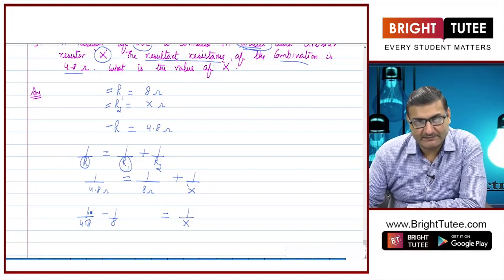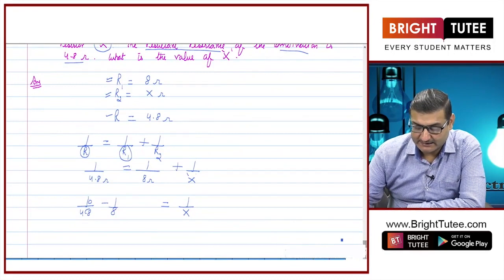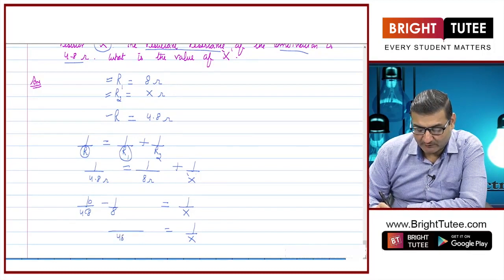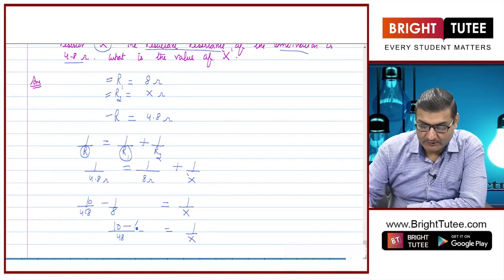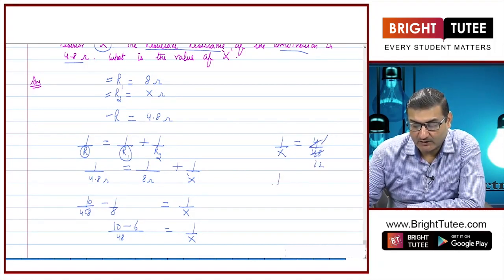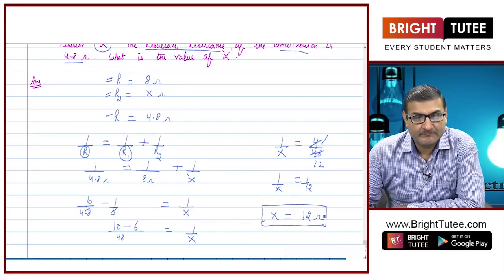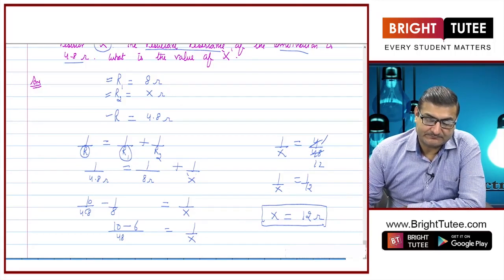Removing the decimal, just keeping 10 out here. So, now I will try to find out what exactly the LCM is and how to continue. 1 by x is equal to, I will take the LCM to be 48, we are left with 10 as it is, minus I will take 6 over here. So, I am getting 1 by x is equal to 4 upon 48, cancelling it out with 12, I got 1 by x is equal to 1 by 12, and taking the reciprocal, I will get x is equal to 12 what? Ohms, that is the unit. So, this is the value of x, right.